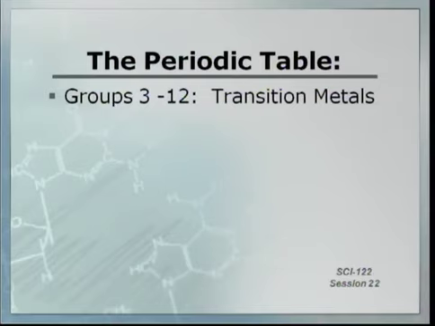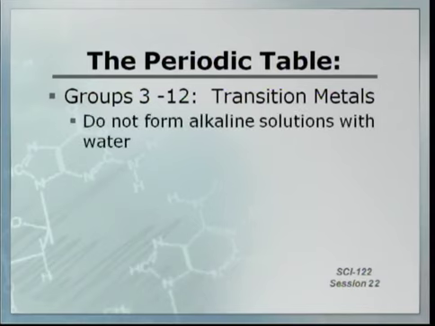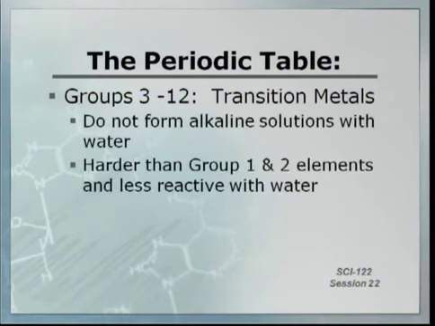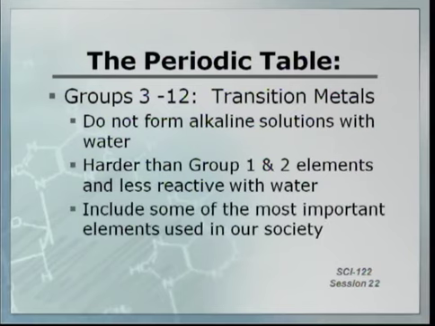All right, so that brings us now to the third group, okay, groups 3 to 12, as it turns out. This is now the block in the middle of the periodic table. These are called the transition metals. They do not form alkaline solutions with water. Okay, they are harder than group 1 and 2 elements and less reactive in water. And they also include some of the most important elements that are used in building the infrastructure for our society. So what are some of these?